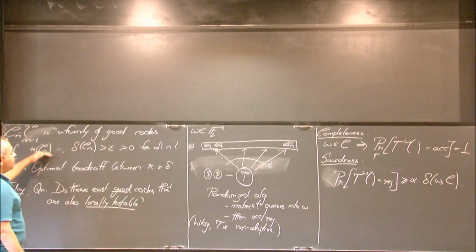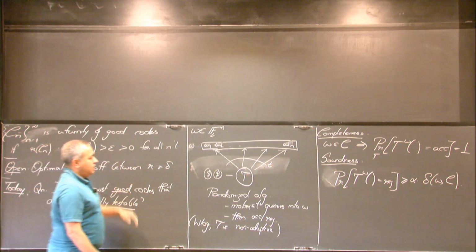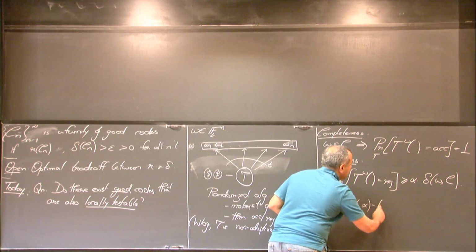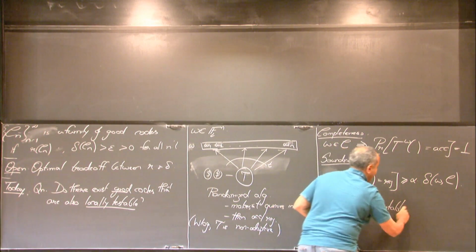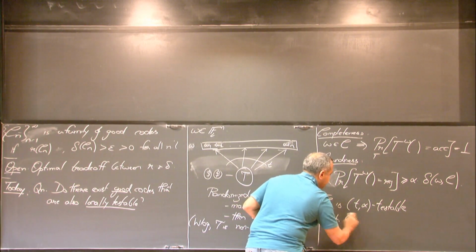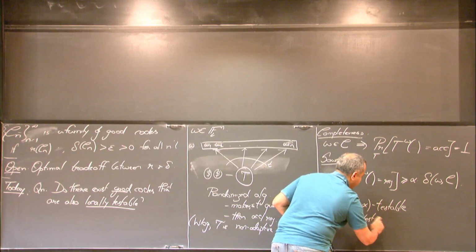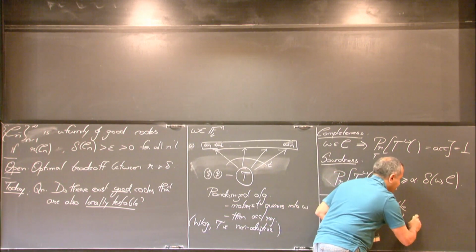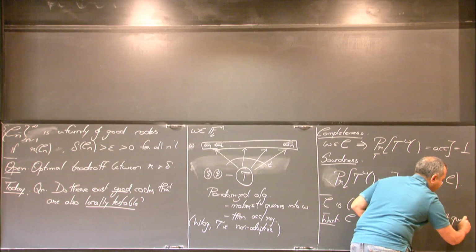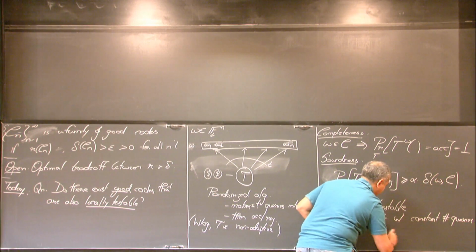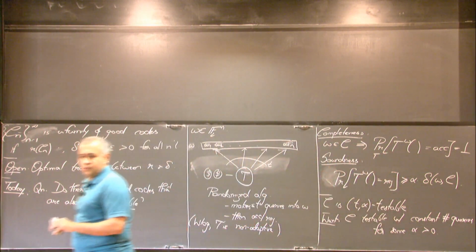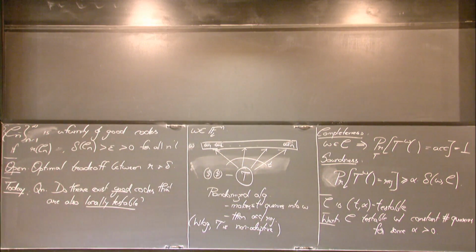Now what I would like to ask is: say that C is (T, alpha)-testable if such a thing happens. What we want is C testable with a constant number of queries, for some alpha which is bounded away from 0. Is the question clear?